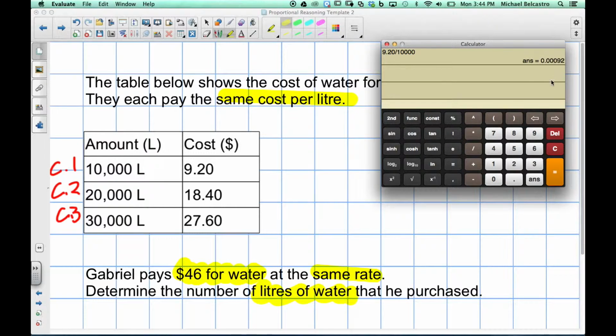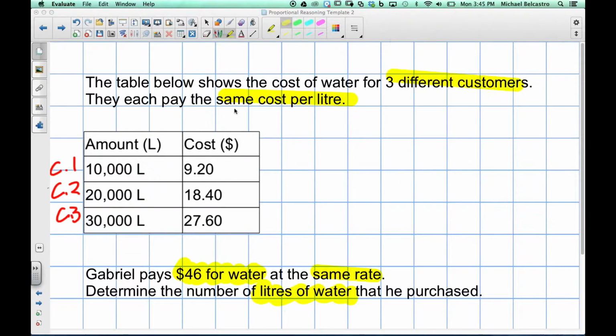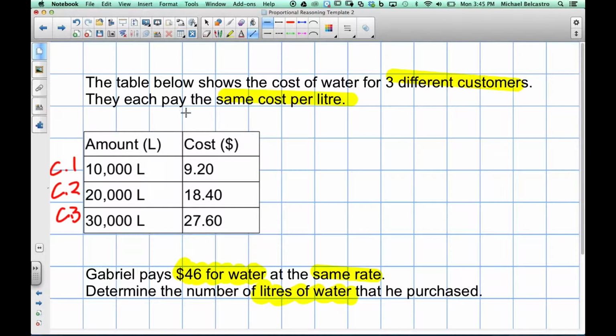You might want to write this down. Luckily, my calculator has different lines, so I'm going to do customer 2's rate. 18.4 divided by 20,000, exact same value, and 27.6 divided by 30,000. Look at that. They all pay the same rate. Good. So we checked that. That was just a check. Luckily, in this question, they already have a table of values for us. We have our amount in liters, and they've written it for us, and the amount we pay, right here.